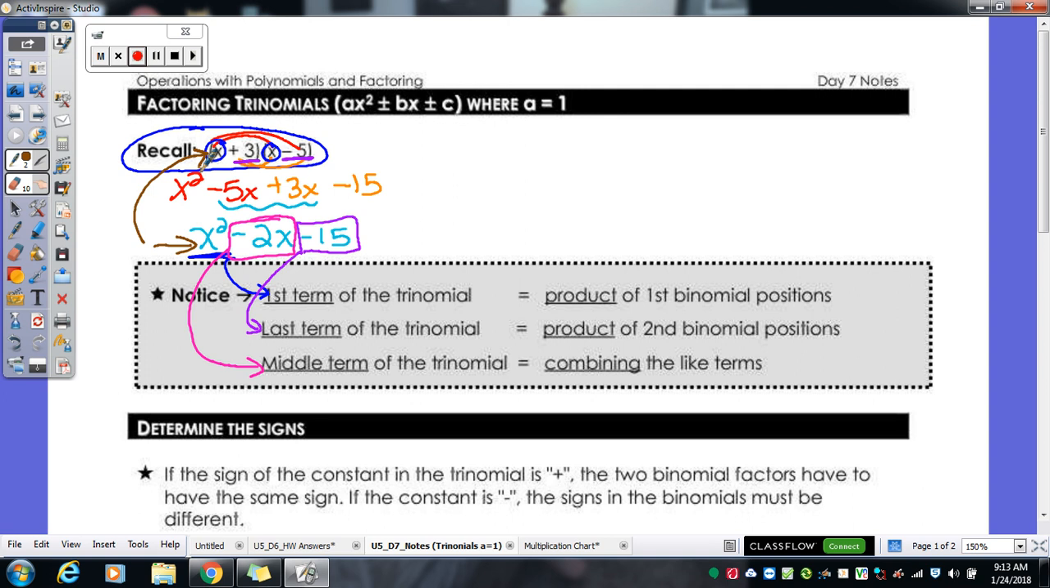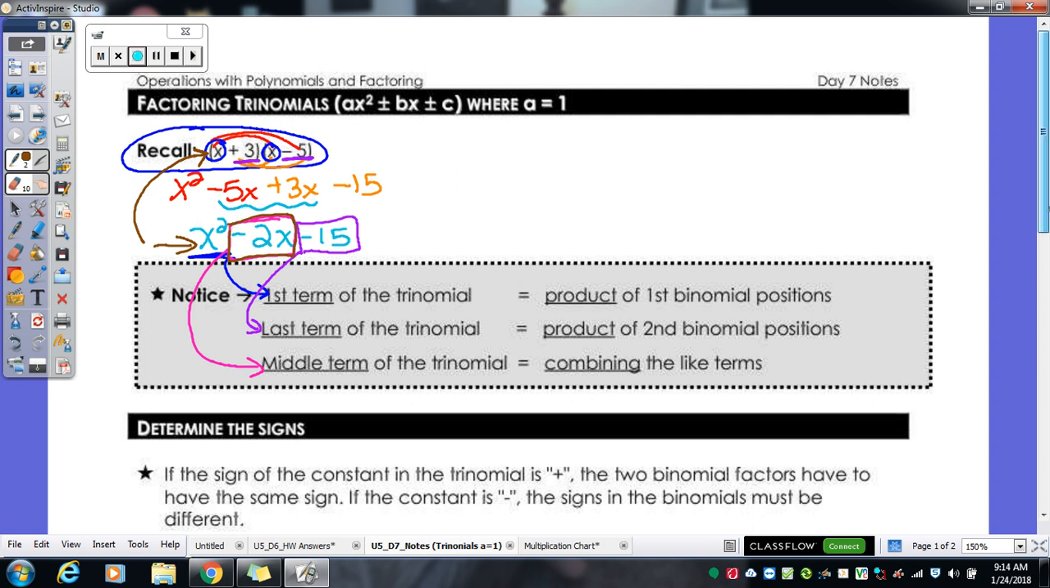So when we do that, we want to look at your first term. How do we break that apart? What multiplies to give us that first term? And then you look at your last term. What multiplies to give you that last term? And then your middle term, this is the one that we use to do our check, because a lot of times you have more than one set of factors that you can choose from. The middle term is what helps you decide which ones you're going to actually go with.